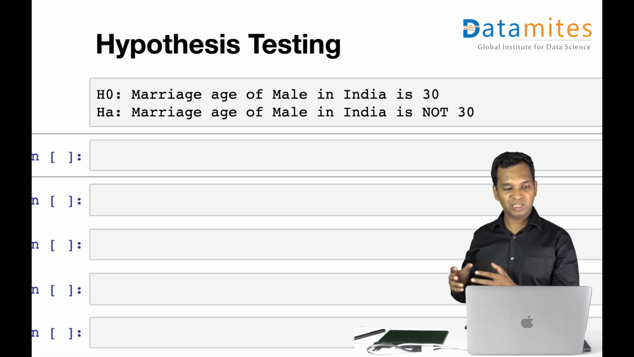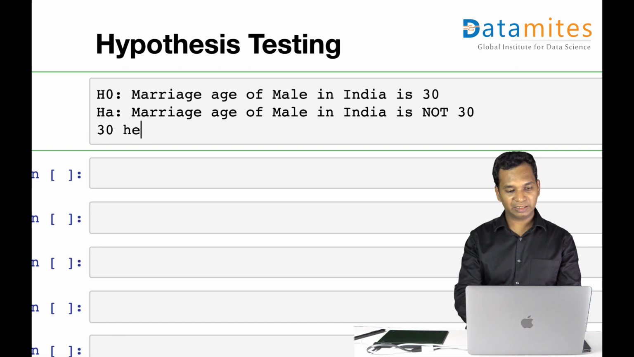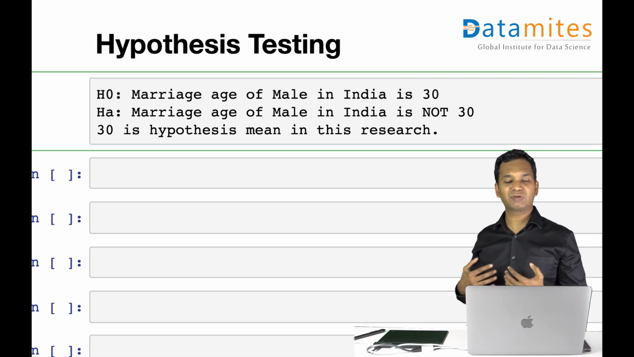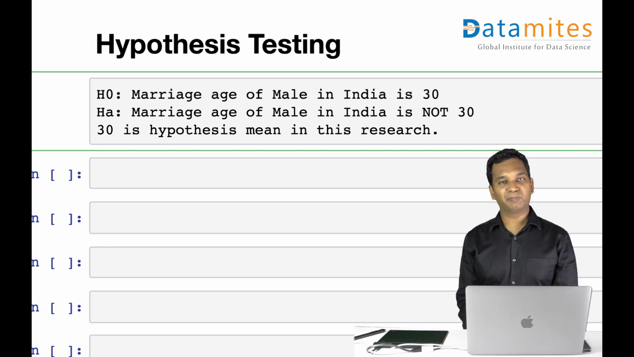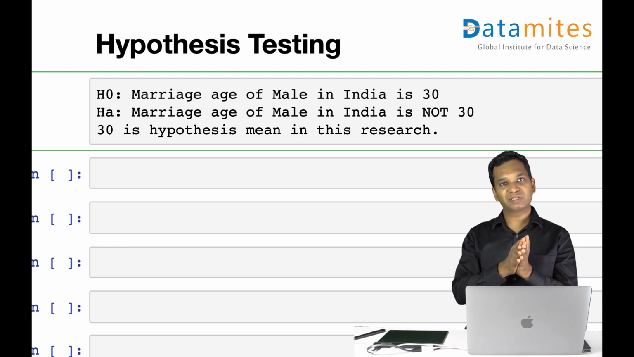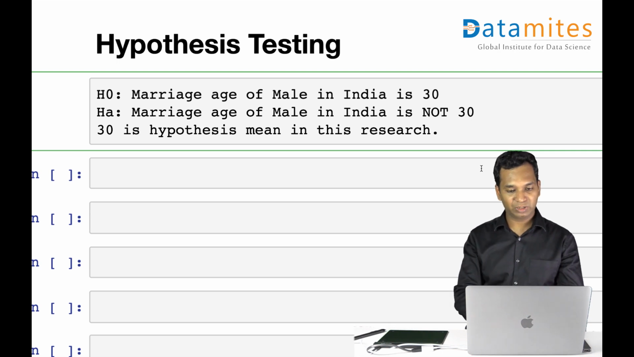You could observe that the 30 is actually called the hypothesized mean. 30 is the hypothesized mean in this research. What I want to prove or disprove is that 30 is the marriage age of a male in India. 30 is called the hypothesized mean, or an assumed mean, to which I want to compare the distribution. You can see that the null hypothesis compares a distribution to a single value, in this case, 30.